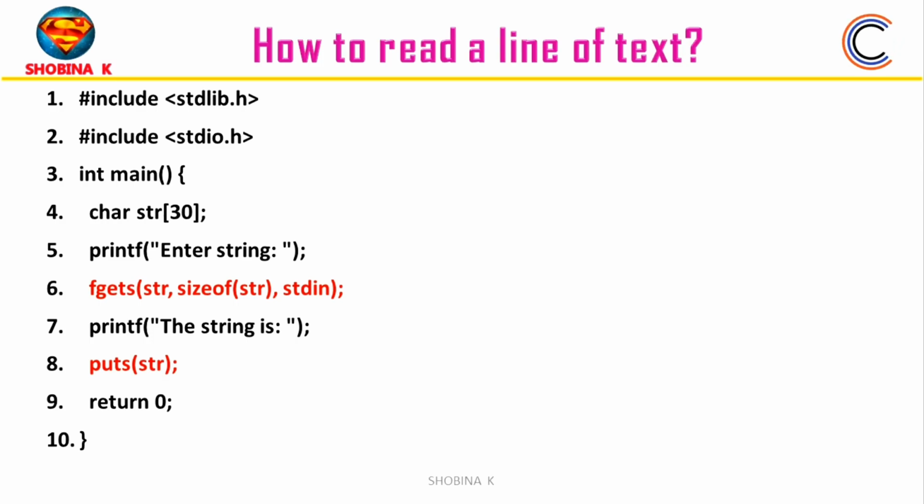Line 7 prints the message "The string is", which indicates that the entered string will be displayed. puts(str). This line uses the puts function to display the string stored in the str array. The puts function automatically appends a newline character to the output, so the entered string will be displayed on a new line. return 0. This line indicates the successful termination of the main function.